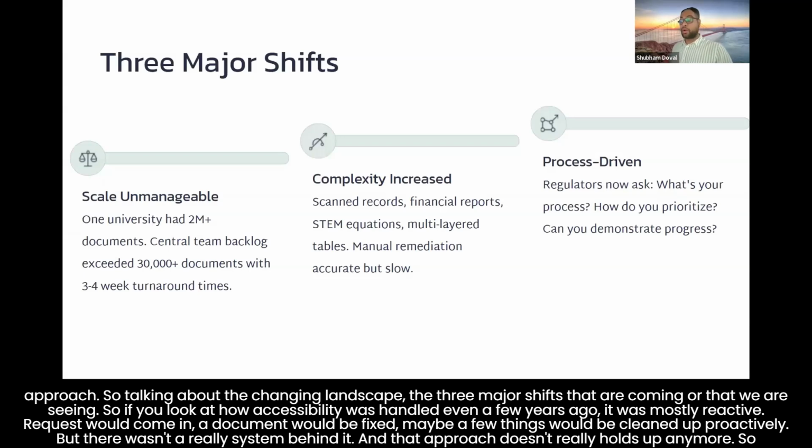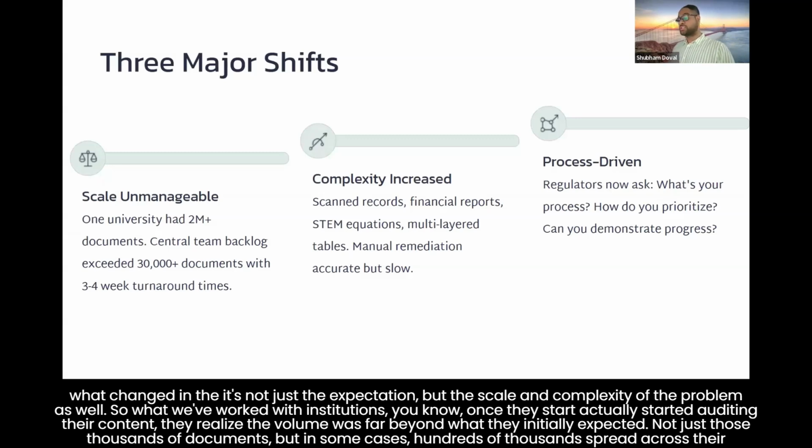Talking about the changing landscape, these are the three major shifts that we are seeing. If you look at how accessibility was handled even a few years ago, it was mostly reactive. A request would come in, a document would be fixed, maybe a few things would be cleaned up proactively, but there wasn't really a system behind it. And that approach doesn't hold up anymore. What changed is not just the expectation, but the scale and complexity of the problem as well.